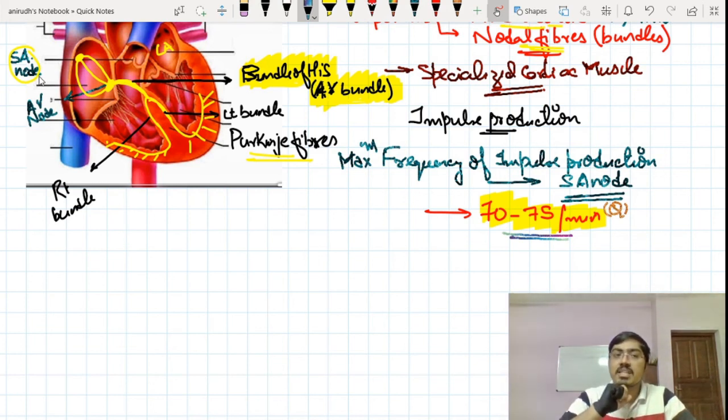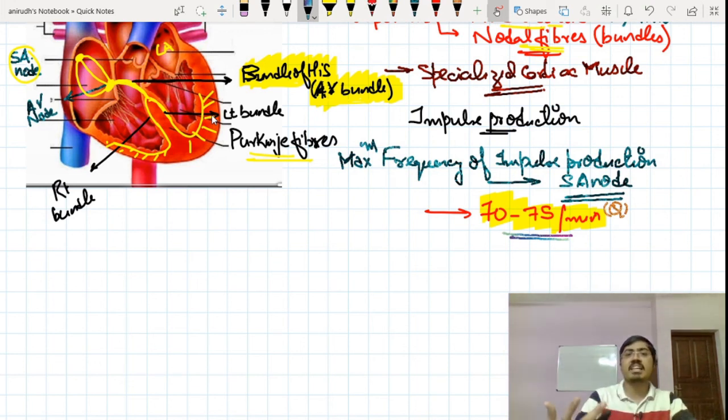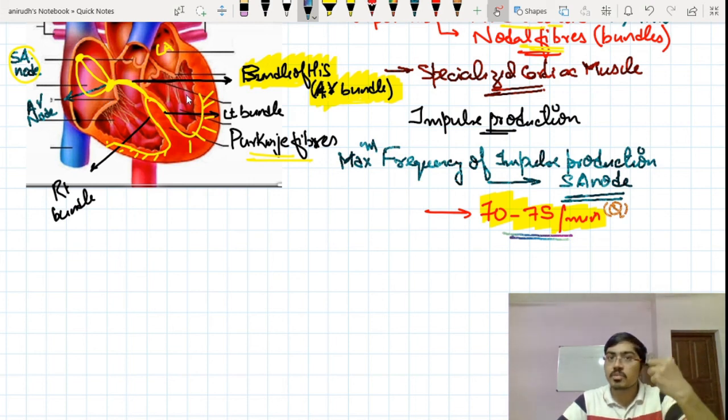This is the maximum frequency. So what will it do? It will keep on generating impulses, and these impulses will keep on traveling. All the other parts of the conducting system cannot produce; they will be suppressed by the SA node, because the SA node itself is producing impulses at a very high rate. Everything else has the power to produce its own impulses, but the SA node is so quick, producing at the rate of 70 to 75 times per minute. By the time they start producing an impulse, the SA nodal impulse will have passed through them. So they will not produce any impulse.